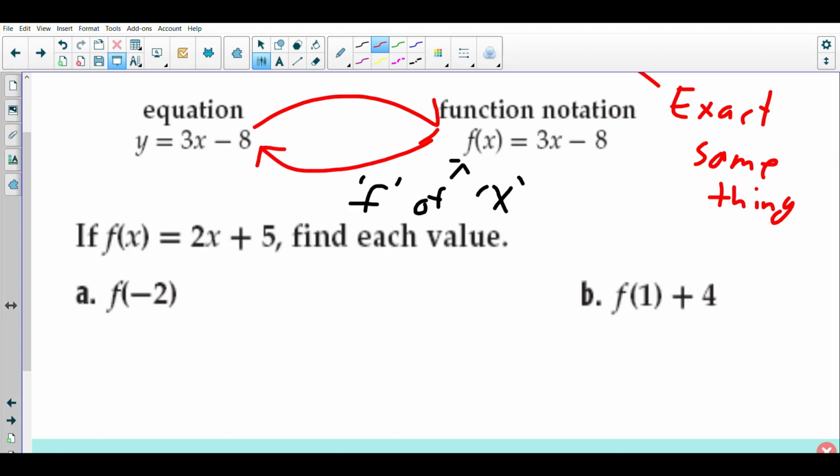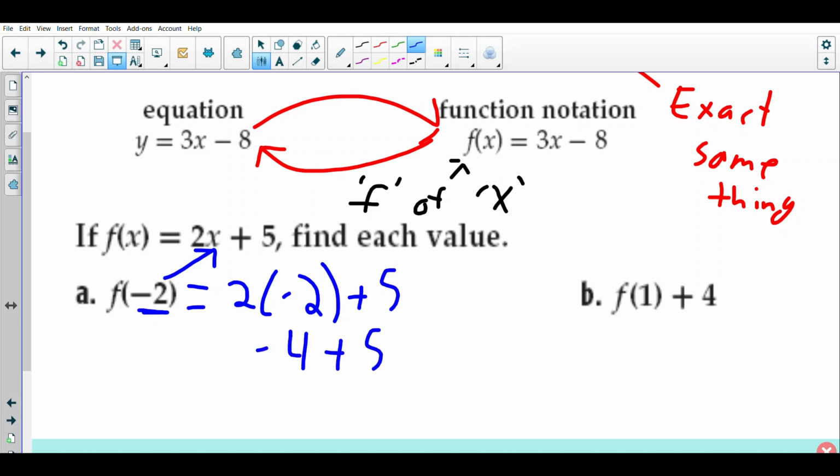So f of x equals 2x plus 5. Wherever there's an x, I'm going to plug in a negative 2. So it stays f of negative 2 equals 2 times negative 2 plus 5. And I'm just going to do my simple math. So I get negative 4 plus 5, and that is just 1.